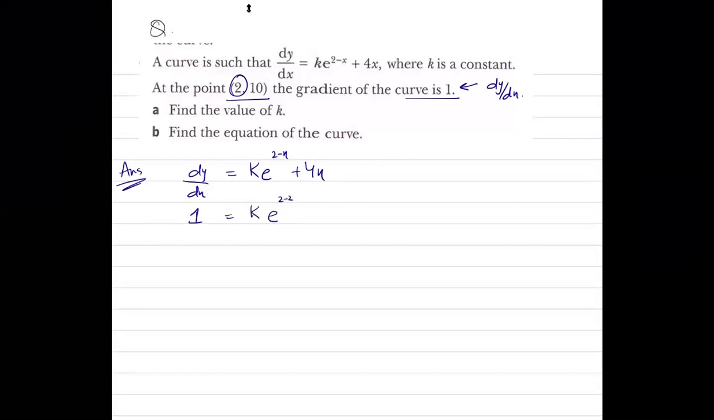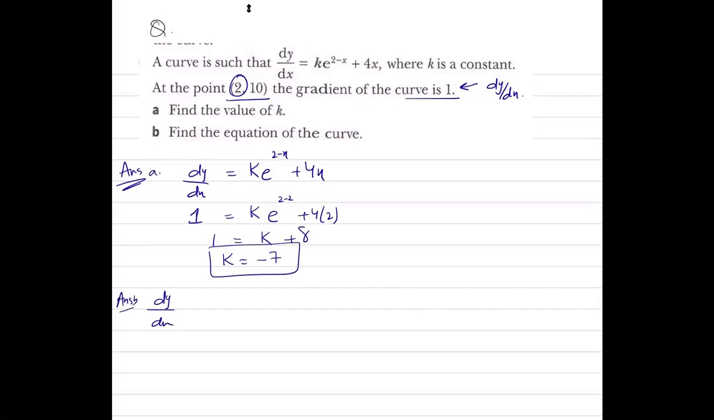x value is 2, so k e to the power of 0 is 1, so k comes out to be 1 minus 8, that is minus 7. This means that we have the dy by dx expression, so we are done with the first part.